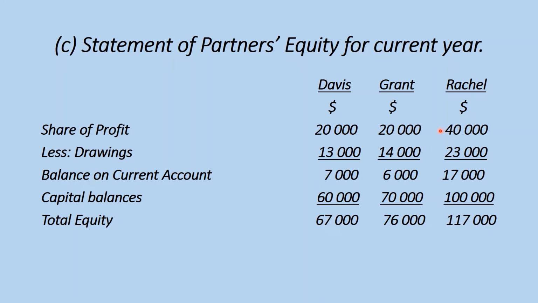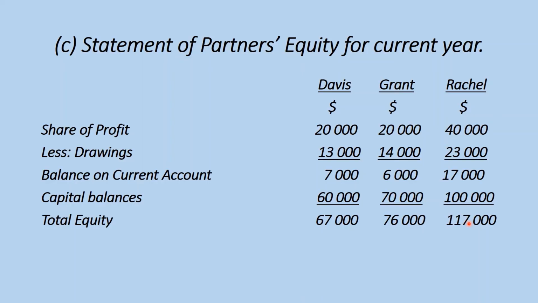Minus the drawings, we get 13,000, 14,000, and so the balance on their current accounts would be 7,000, 6,000, and 17,000. Their capital balances, which are fixed, are 60,000, 70,000, 100,000. So the total equity would be 67,000, 76,000, and 117,000 respectively.